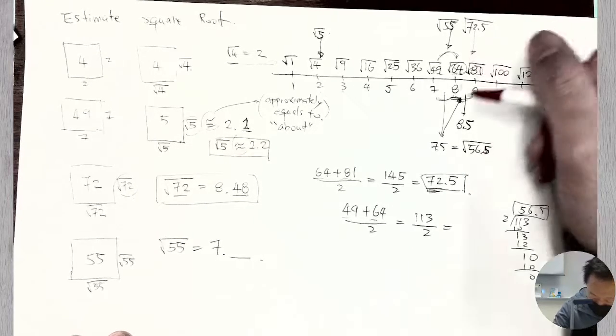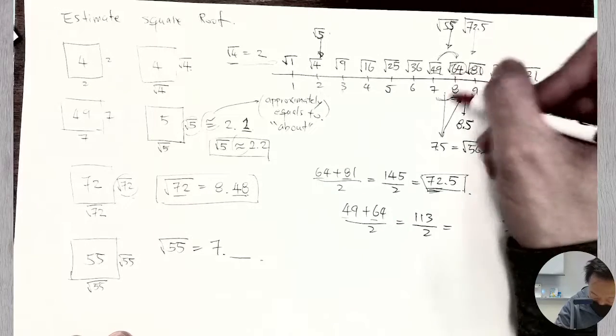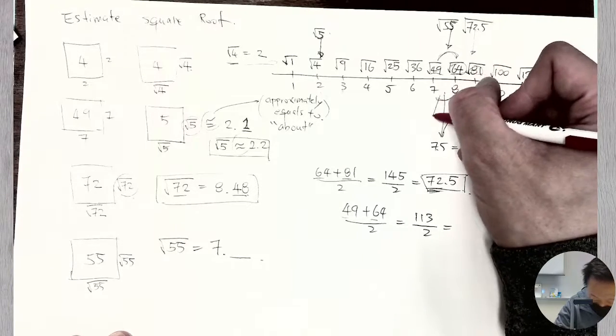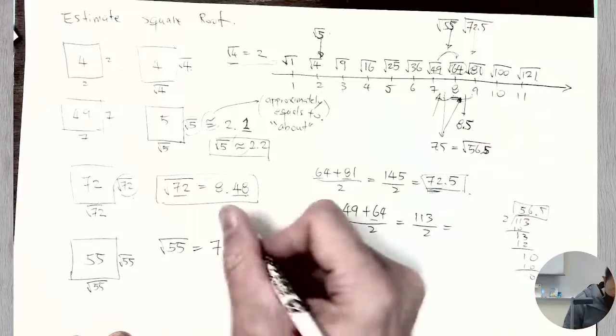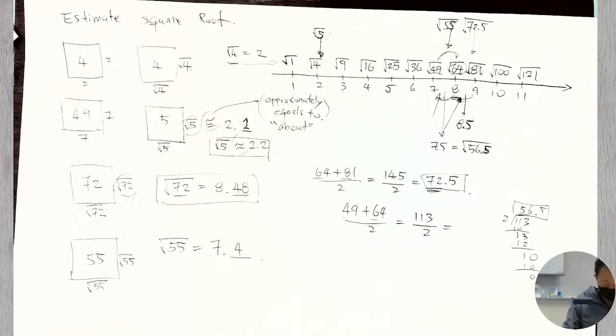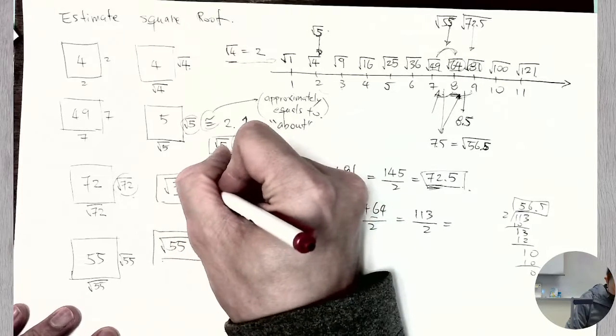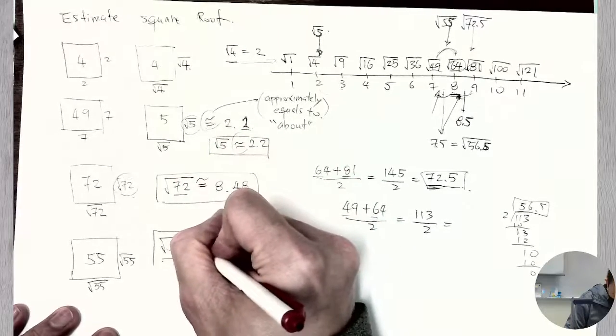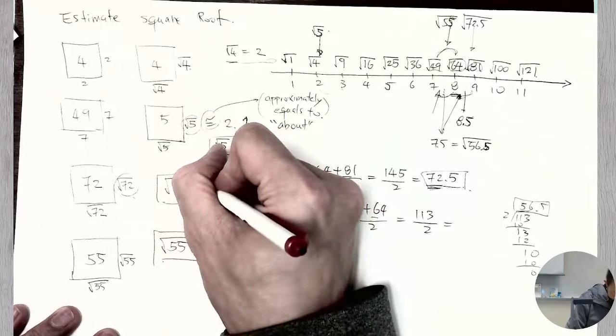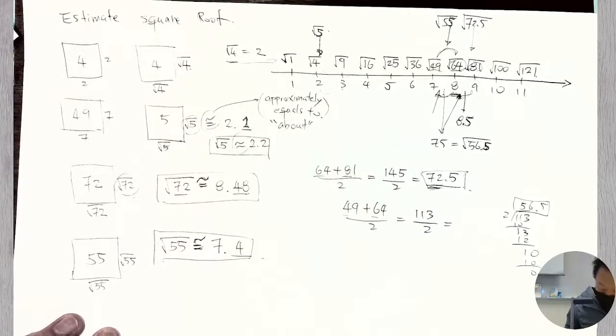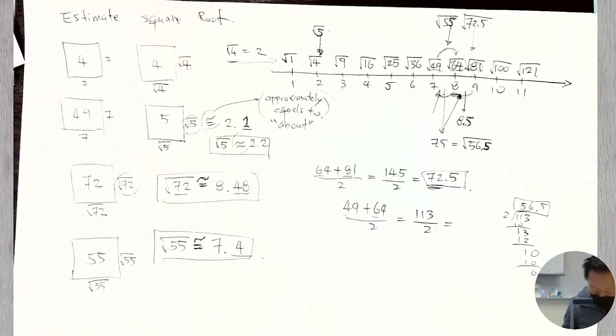So square root 55 is going to be less than that. Let's call it 7.4. Don't forget the approximately equal sign, because they are not absolute, these are merely estimates. There we go. One more example.